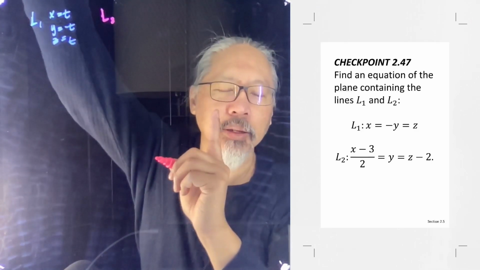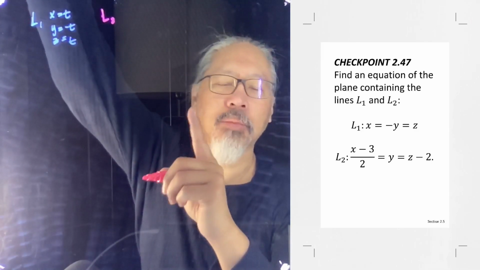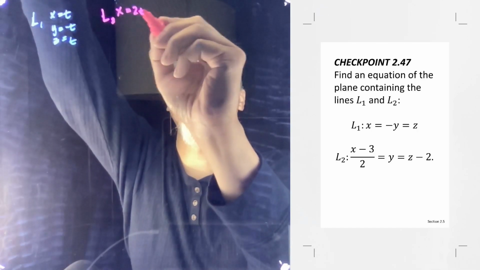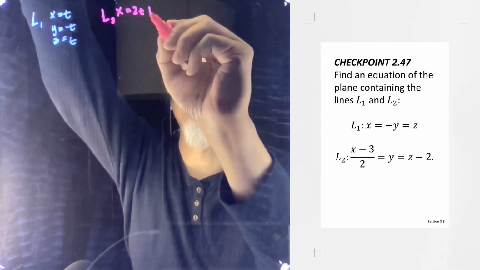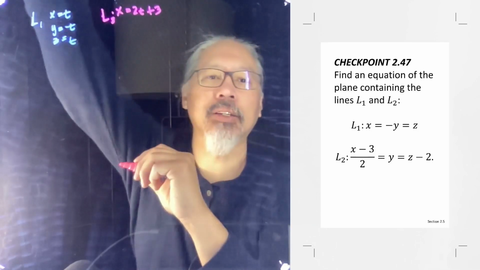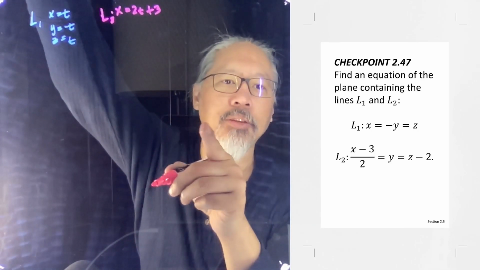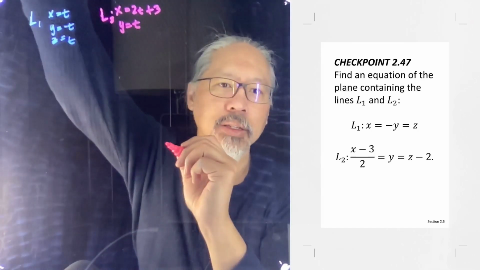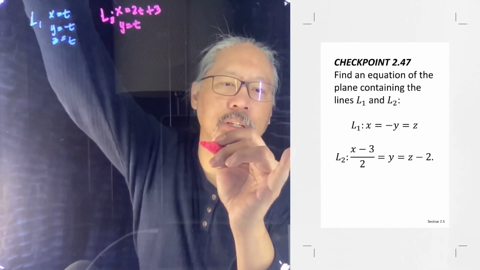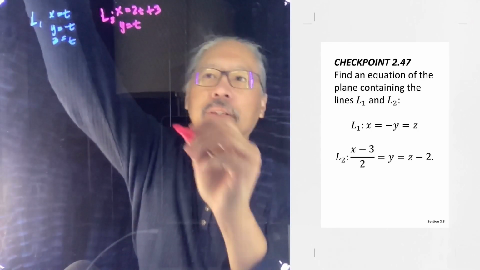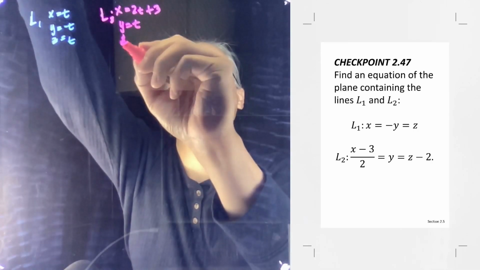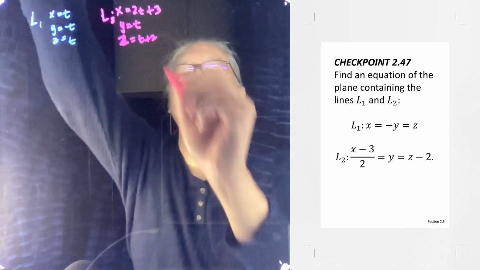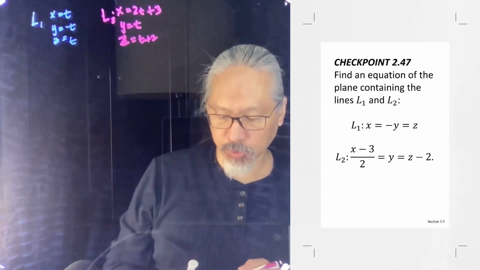then it would be 2t plus 3 is equal to x. So x is equal to 2t plus 3, just solving for x there. And then if we solve for y, it's just by itself. y is equal to t. And then z, if we solve for z, z is equal to t plus 2. So those are our lines.